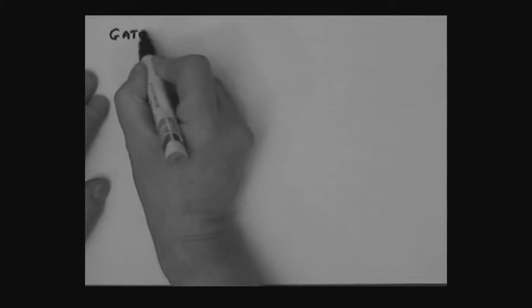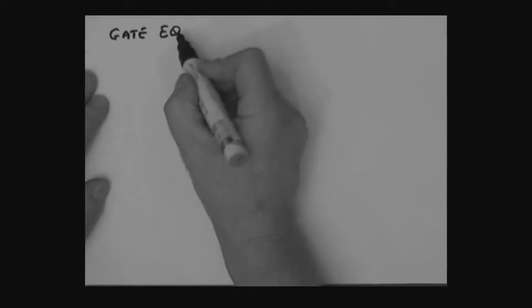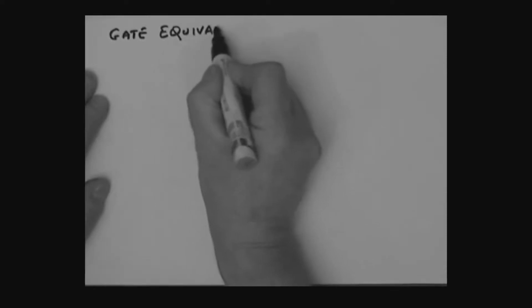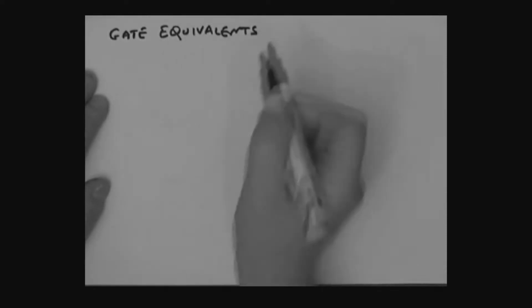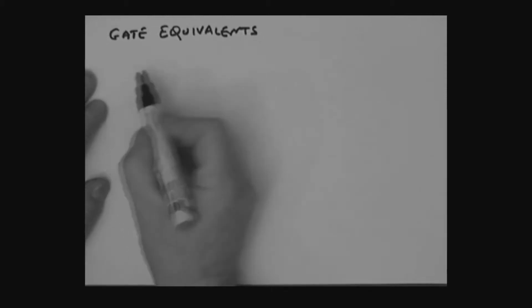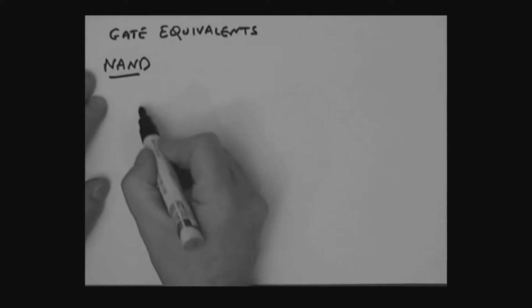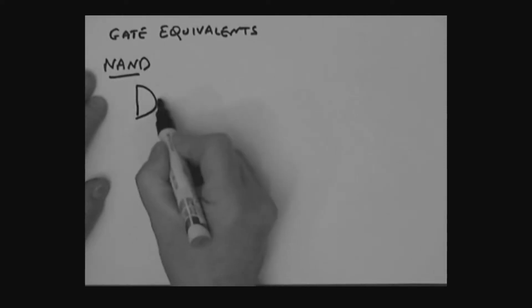Let's have a look at what we might call here some gate equivalence. Okay, so gate equivalence. All right. Now, what I'm going to do here is use basically De Morgan's theorem. So let's just take that NAND gate as an example. All right, so here's a NAND gate sitting here.